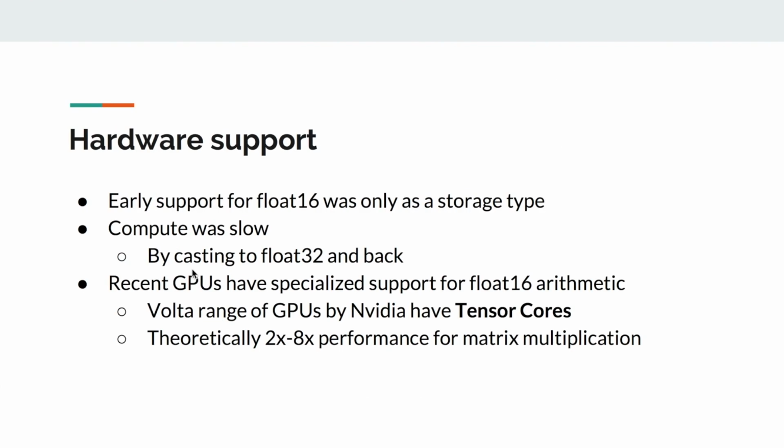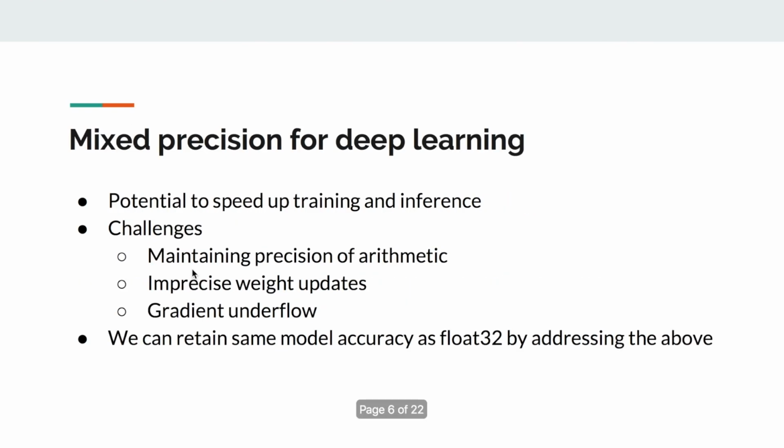I mentioned the hardware support for float 16 just now. But the earlier support for float 16 was only as a storage type to help address memory requirements. Compute was often slow because it involved casting to float 32 and back. Recent GPUs, like the Volta range of GPUs by NVIDIA, have what are called tensor cores, using which float 16 compute is theoretically 2 to 8x faster than float 32. Using mixed precision for deep learning thus provides an opportunity to speed up training and inference on such hardware, along with the advantages in terms of memory.